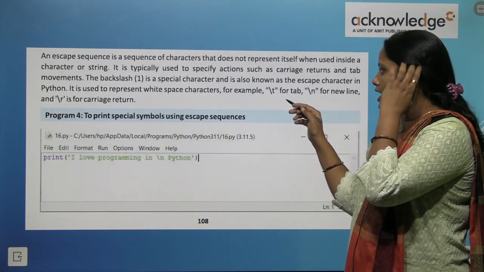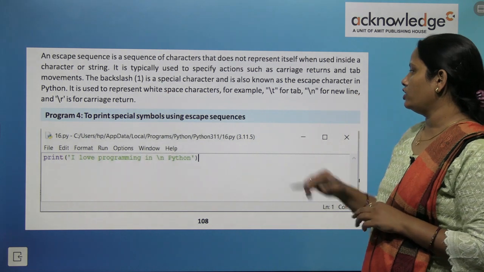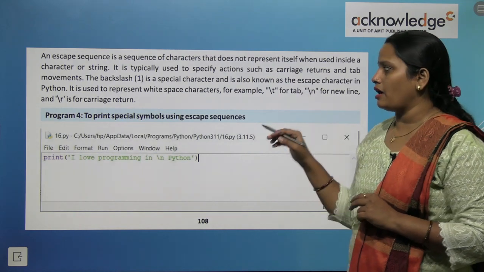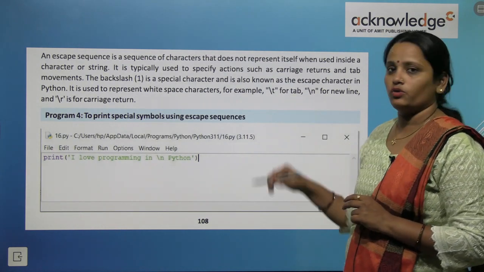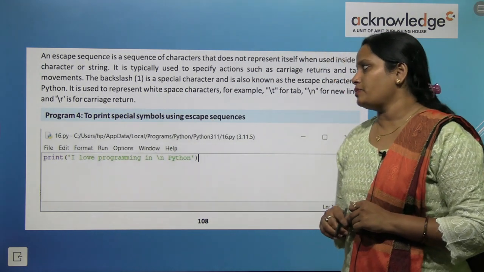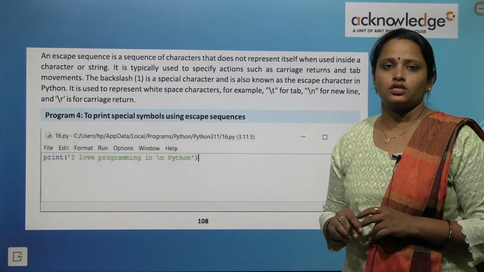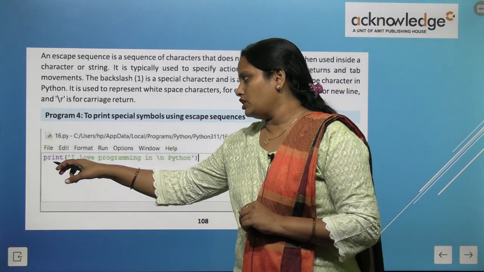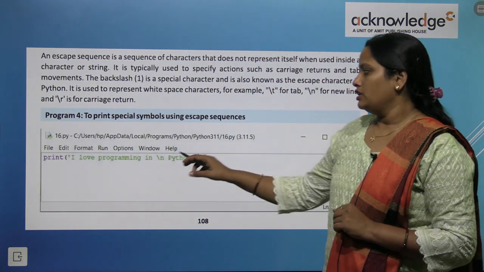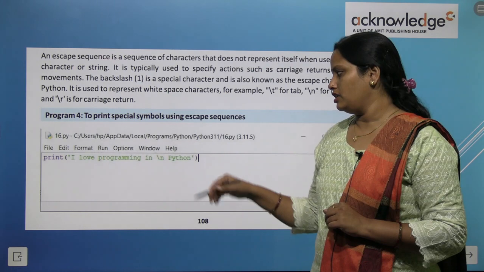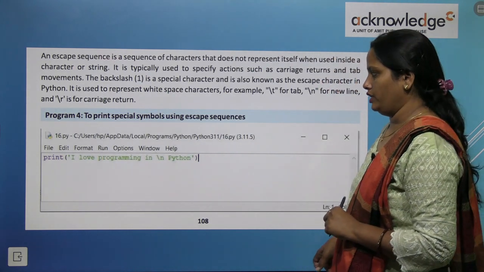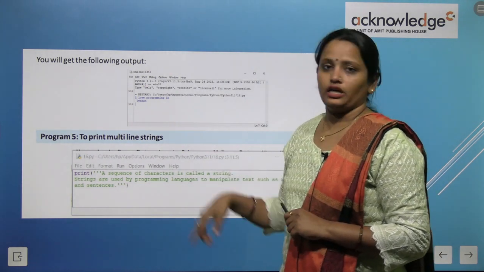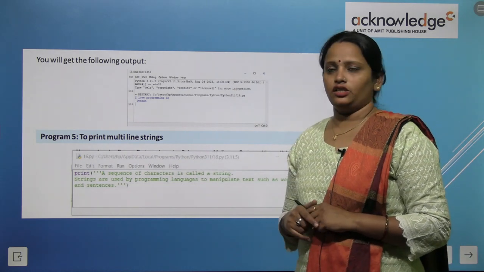For example, \t for tab and \n for new line and \r for carriage return. So इन सब के लिए आप देखोगे backslash ही यूज किया जा रहा है इन सारे word से पहले. Now to print special symbol using escape sequence. Escape sequence की मदद से हम special symbols को print करेंगे. So here we are printing I love programming in. Then we have used the backslash in Python. So this we have written and we are going to get the following result. I love programming in, and then Python is written in the next line.